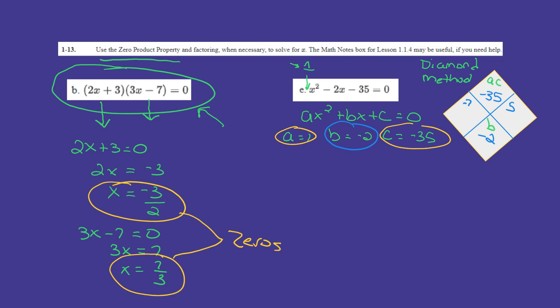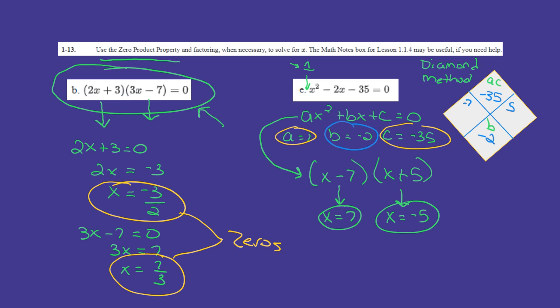So all I'm going to do when I come down here to break them into parentheses is write x minus 7 and x plus 5. If I was to re-multiply those back together, they would equal the equation that we started with, x squared minus 2x minus 35. But now what I need to do is figure out what are the zeros? What is going to be my x value? So I'm just going to say x equals 7 because 7 minus 7 is 0. And then here, x equals -5 because if x was -5, -5 plus 5 equals 0.